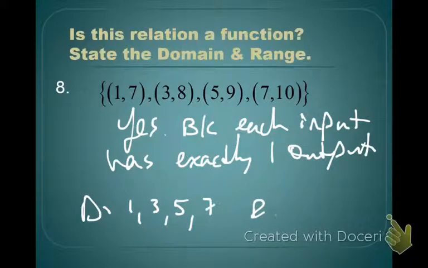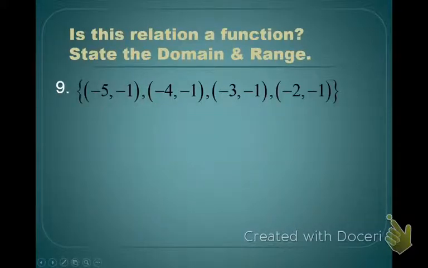Range. Let me lean on some of you guys. Say it. How about the range? You got it. 7, 8, 9, 10. Okay. Good. Next one. What the next one should look like. If you can't see those numbers, let me know. Can't see some of them? Okay. You got -5, comma -1, -4, comma -1, -3, comma -1, negative 2 comma negative 1. You're welcome.